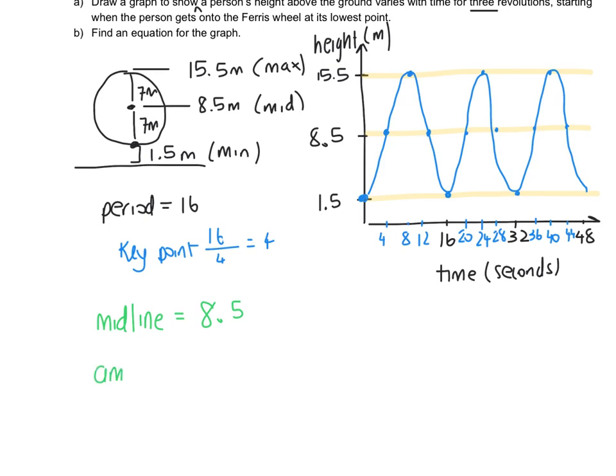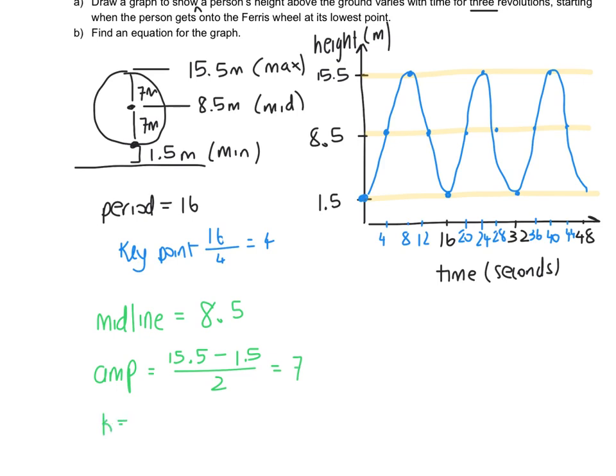My amplitude is actually that radius of 7, but if you can't see it from the graph, we can just do the calculation where we take our maximum, subtract our minimum, and divide by 2. So 15.5 minus 1.5 is 14, and 14 divided by 2 is 7.